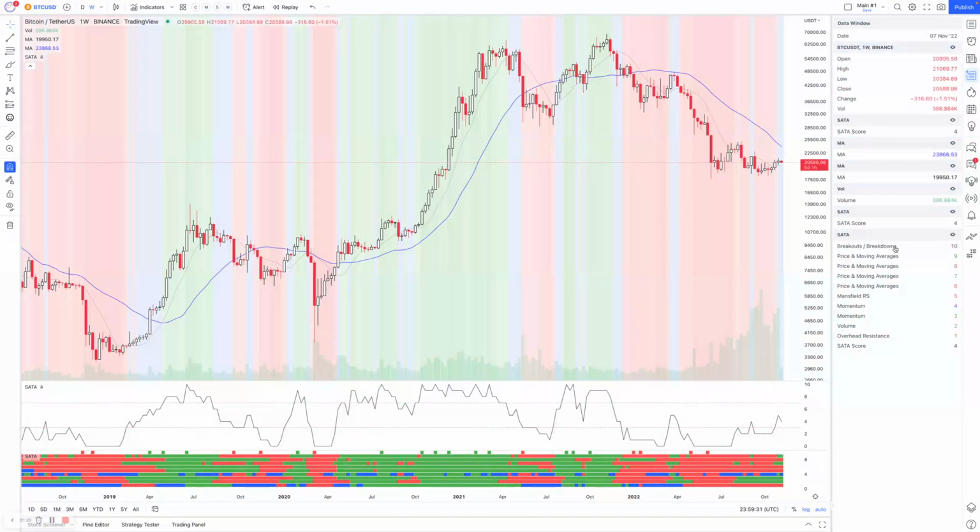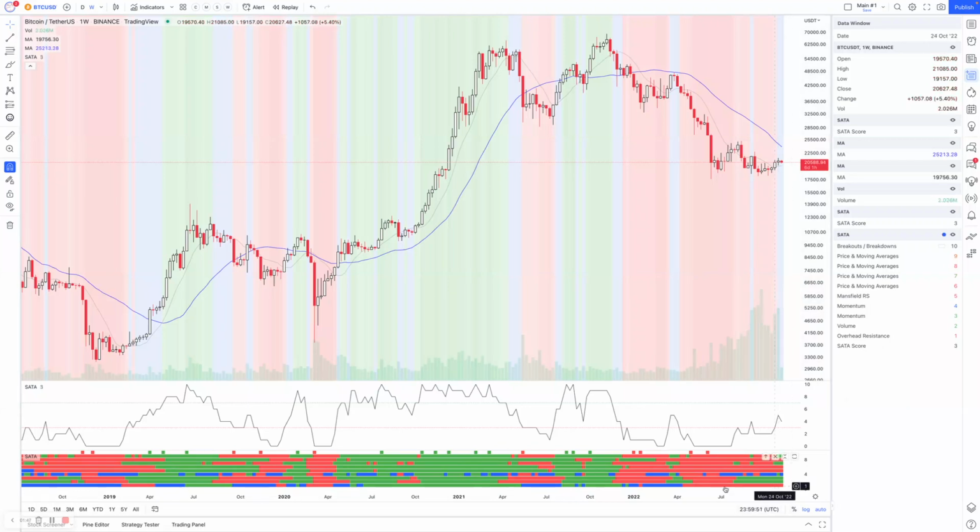So the top line is your breakouts and breakdowns. Then you've got 4 lines that do different things with the price and moving averages, 10-week moving average rising, 30-week moving average rising, etc. Mansfield relative strength, 2 different momentum lines, then volume, and then overhead resistance.